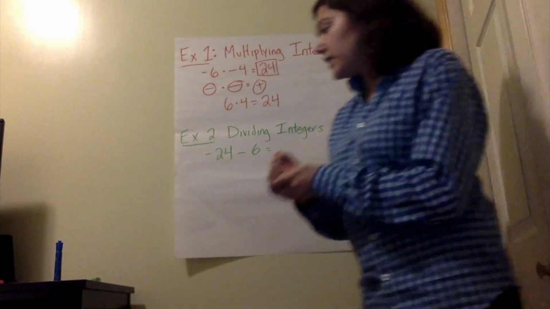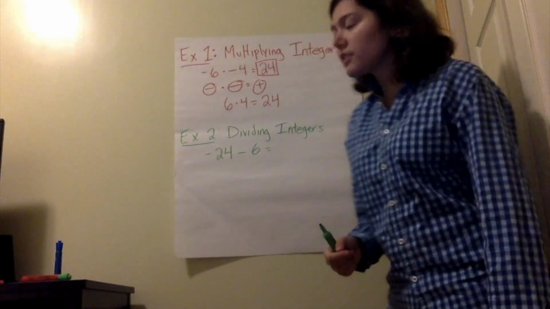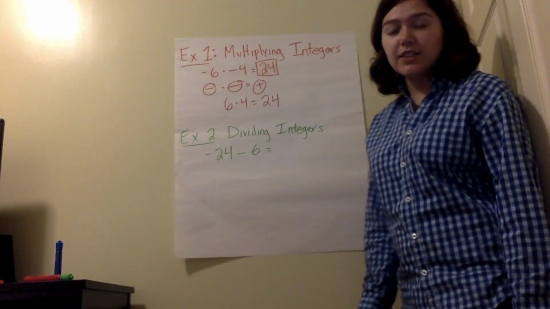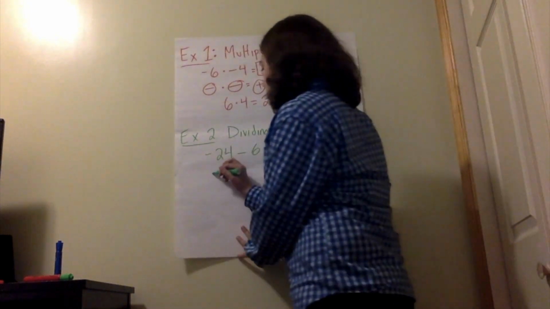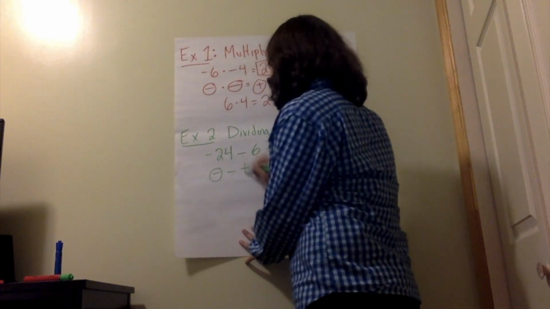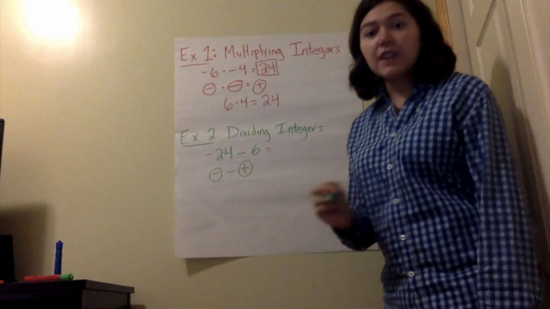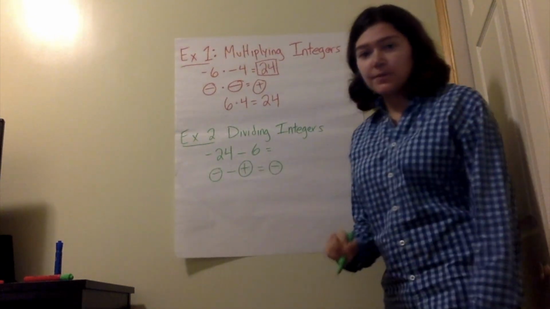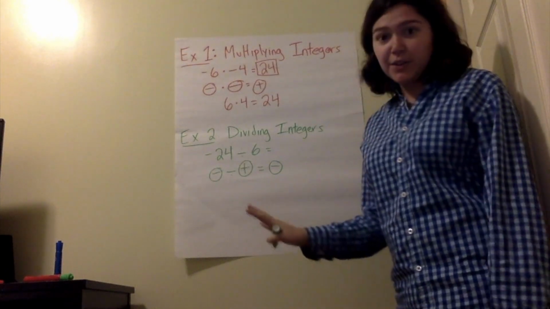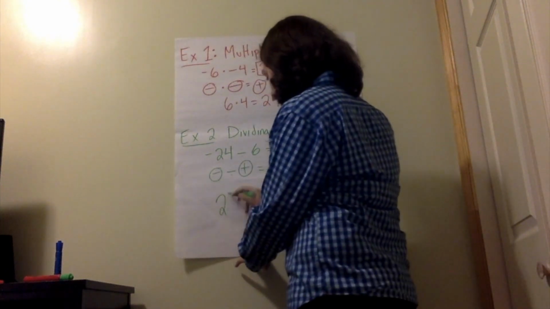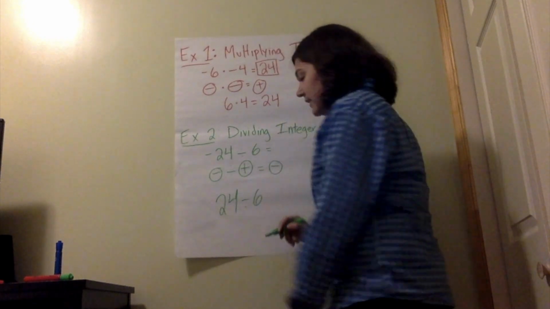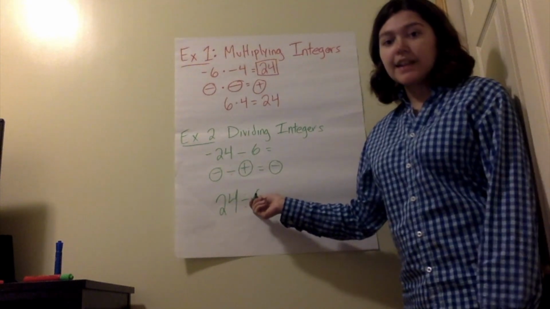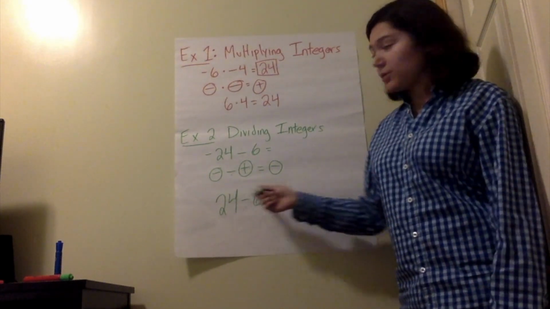All right, and then we're going to look at one example of dividing integers. We have negative 24 divided by 6. So first, let's figure out the sign. We have a negative number divided by a positive number. When we have a negative divided by a positive, we have different signs, so we're going to get a negative answer. At this point, we can ignore the signs. We need to figure out what 24 divided by 6 is. 24 divided by 6 is asking what number times 6 equals 24.